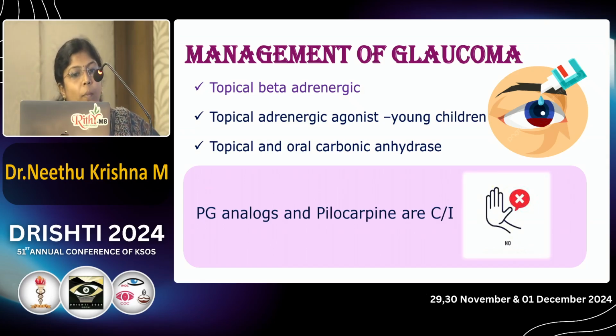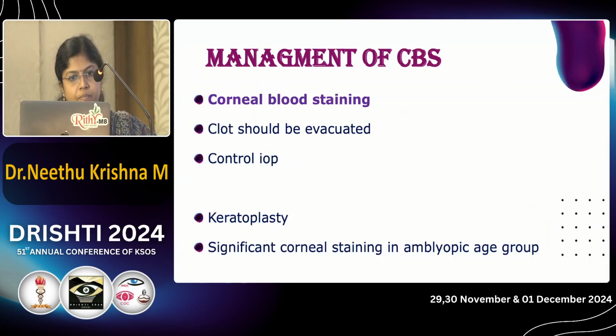So in sickle cell trait, topical adrenergics are given with caution. Topical and oral carbonic anhydrase inhibitors can be given, but in sickle cell trait they increase anterior chamber acidosis, resulting in more sickling and more complications, so we have to use them with caution. In all cases, prostaglandin analogs and pilocarpine are contraindicated because prostaglandin analogs increase inflammation and pilocarpine can result in peripheral anterior synechiae. So these are contraindicated in hyphema.